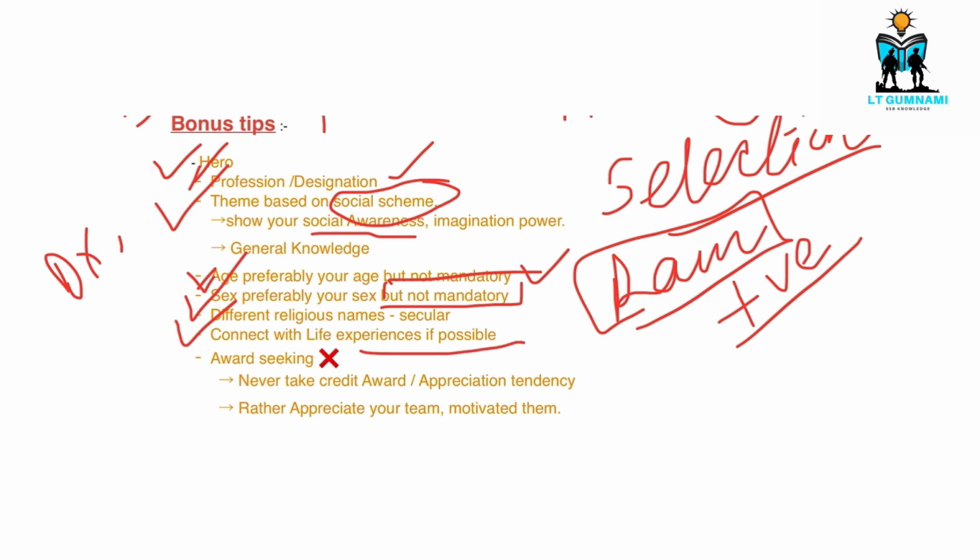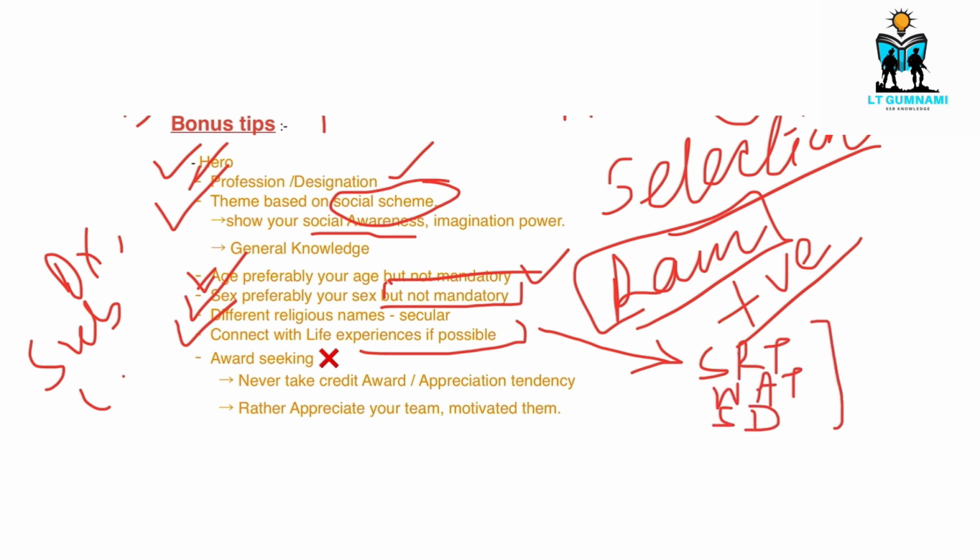Connect your stories with your life experiences, because the TAT tests your subconscious mind. Whatever story we write in the time given in the SSB automatically brings out the real you, because whatever person we are today is the collection of our past experiences, of our observation, and of our life experiences. So connect your stories with your life experiences if possible, because that will show some match in your SRT and WAT and SD.